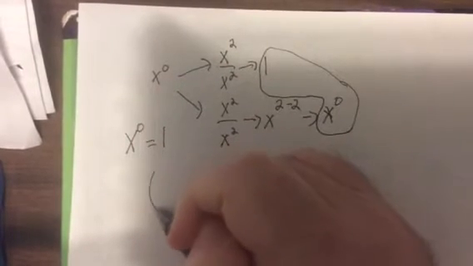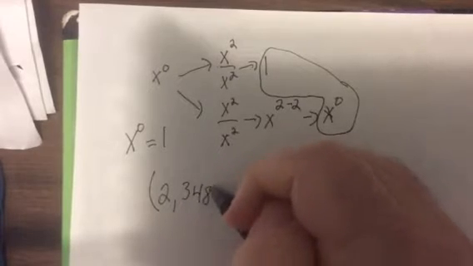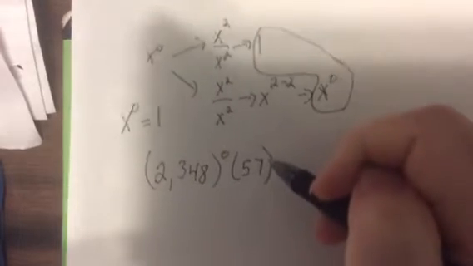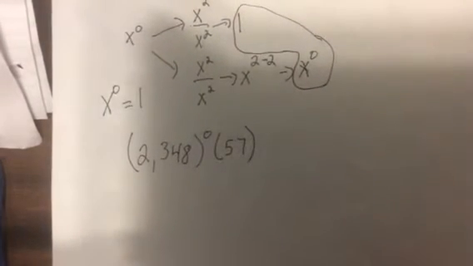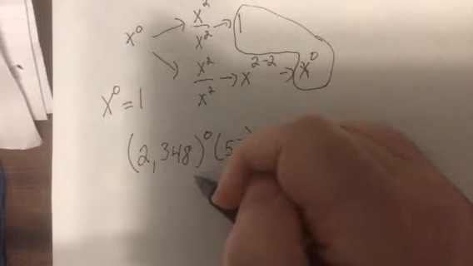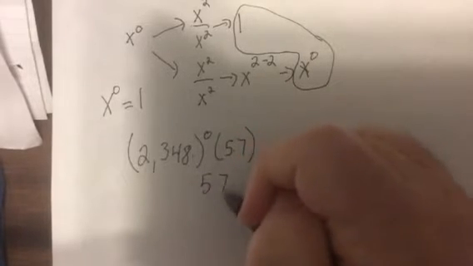So if I have 2,348 to the 0 times 57, you'd say, oh, I need a calculator. But no, you don't, because anything to the 0 power is 1. So it'd be 1 times 57, which is 57.